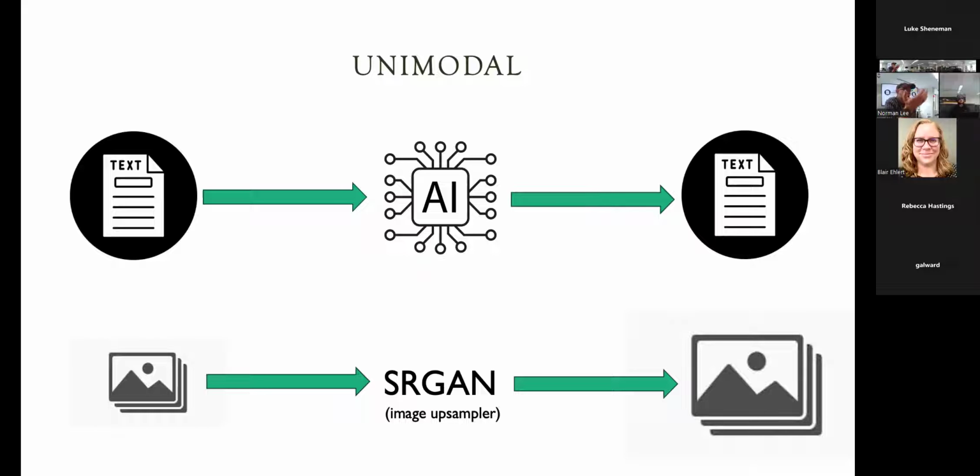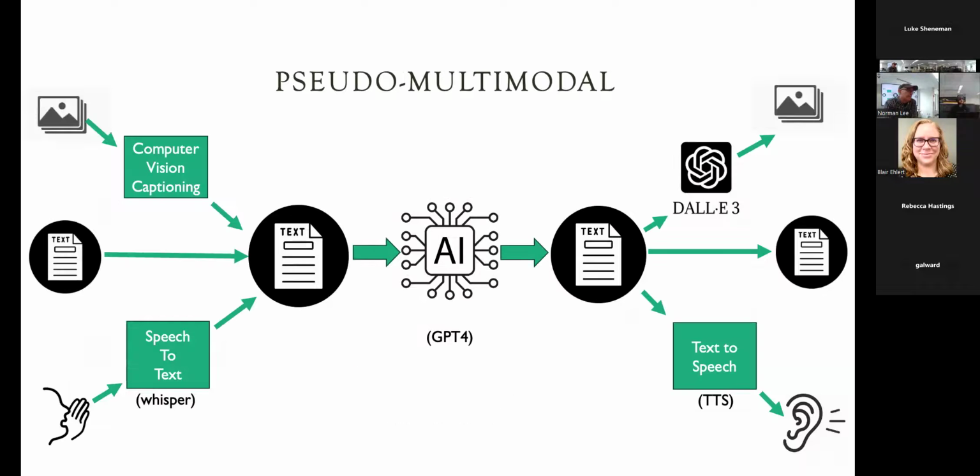Unimodal is when you have an AI model of some sort, like a large language model, that takes as input text and outputs text. Okay, that's one modality all the way through, right? Input and output all text. You can do the same thing with images. There is an upsampling model called SRGAN, which stands for Super Resolution Generative Adversarial Network. And it takes as input a small image, and it produces a high quality, really well rendered large image, right? It fills in all the gaps and it makes it look really smooth. It's not pixelated, right? And that's an example of a unimodal AI model. One mode in, one mode out, the same mode out.